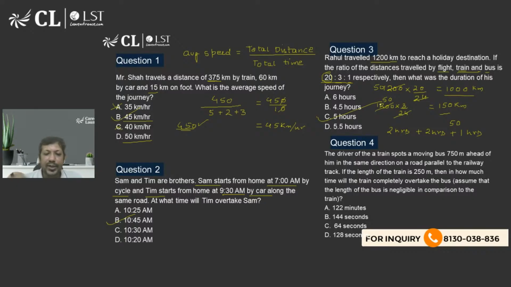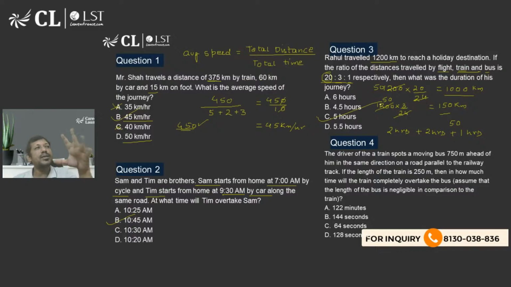Now let's look at the next question. What does it say? It says that the driver of a train spots a moving bus 750 meters ahead of him, in the same direction on a road parallel to the railway. If the length of the train is 250, then how much time will it take to completely overtake the bus? Assume that the length of the bus is negligible.